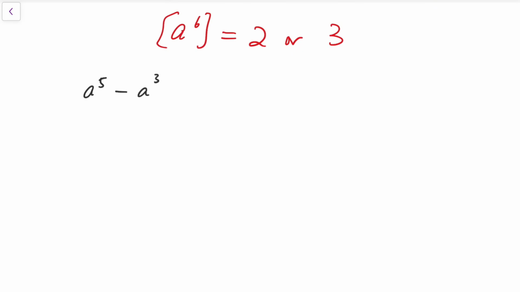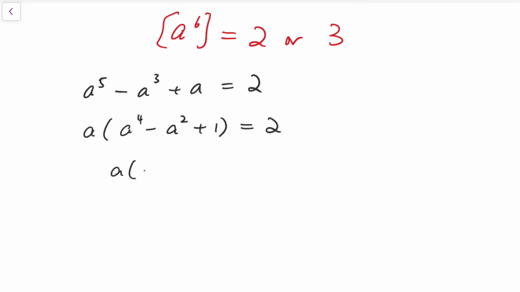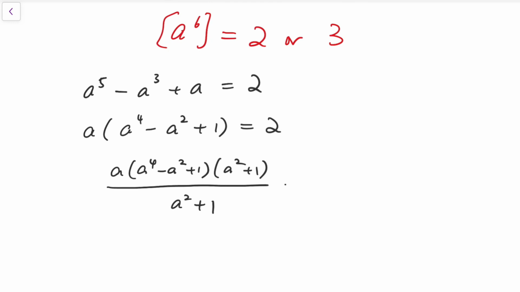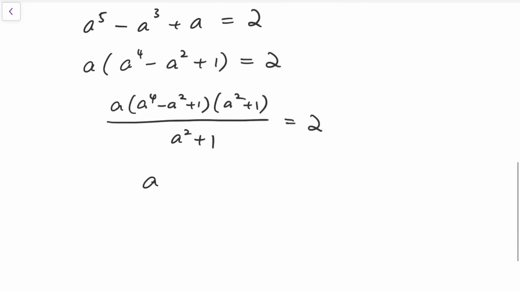We can go back to the original equation, a to the power 5 minus a to the power 3 plus a minus 2 equals 0. I'm going to rewrite that as a to the power 5 minus a cubed plus a equals 2, and factorize the left side. So a times a to the power 4 minus a squared plus 1 equals 2, and I'm going to rewrite the left side as a fraction by multiplying a squared plus 1 for numerator and denominator. So somehow we have a much neater expression, a times a to the power 6 plus 1 all divided by a squared plus 1 equals 2.